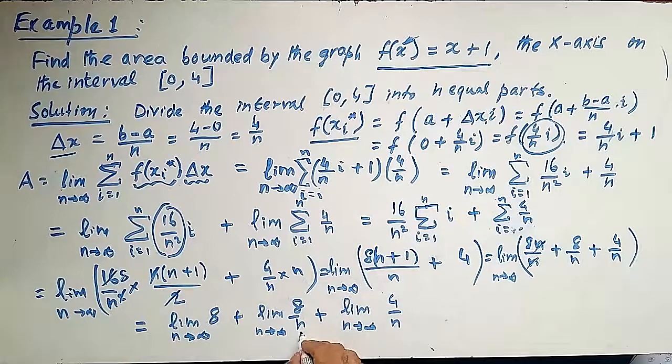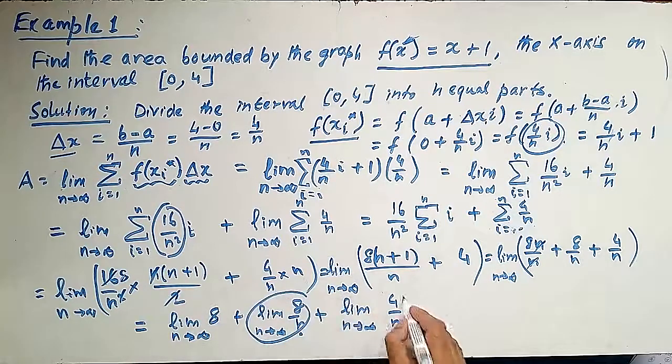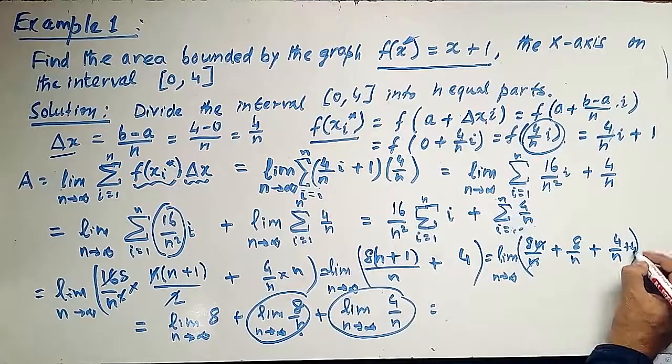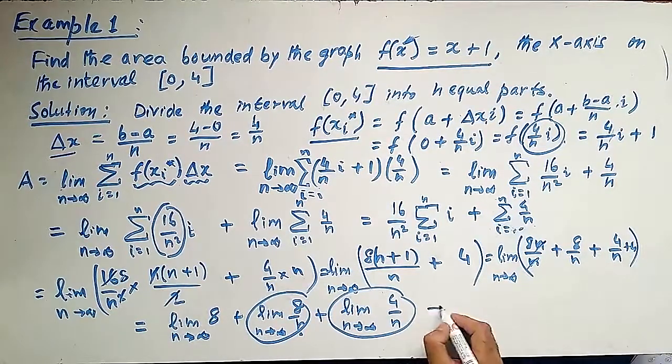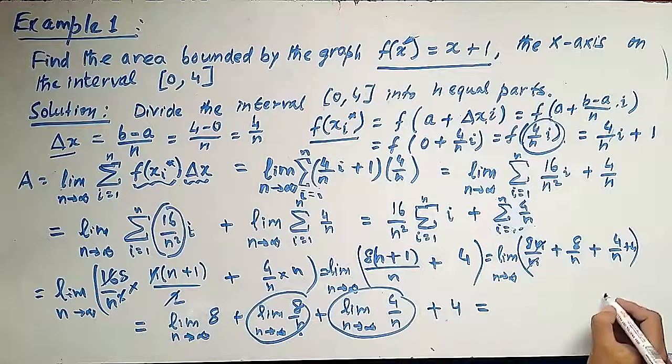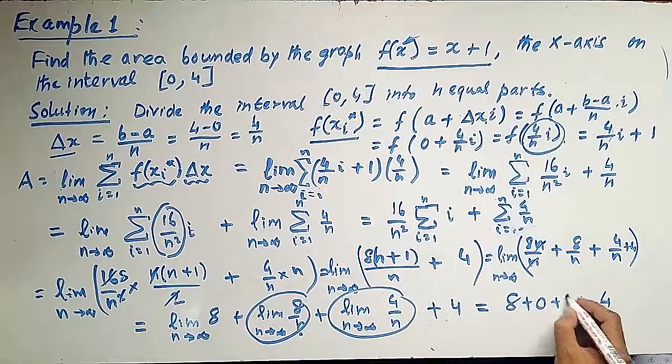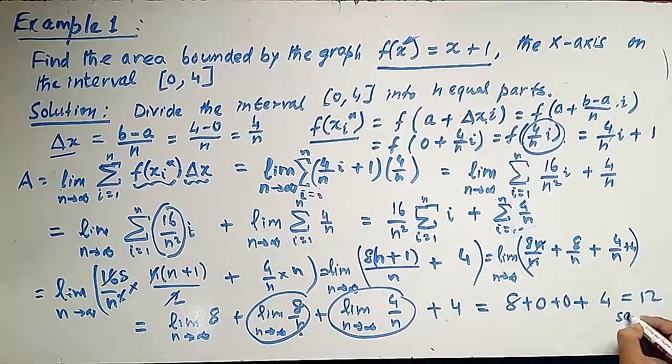We know that as n tends to infinity, 8 by n will become 0, and 4 by n will become 0. So finally we get limit of 8 plus 0 plus 0, and we have forgotten the 4 here, right? So 4 is also there. Limit of 8 remains 8, plus 0 plus 4, which is 12 square units. So this is how we come to find the area under any curve.